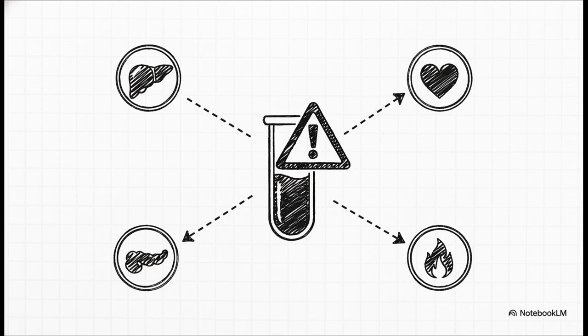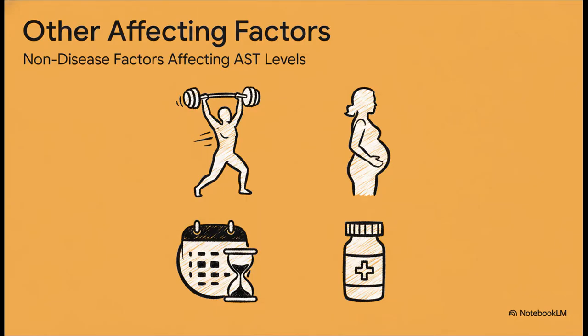Not the whole answer. And get this, it's not always a sign of a disease at all. A whole bunch of other things can affect your results. For example, a really strenuous workout can temporarily raise your AST levels because of all that minor muscle breakdown. Pregnancy can do it. Your age and sex can play a role. And of course, certain medicines can nudge the numbers up too. This is exactly why context is everything.